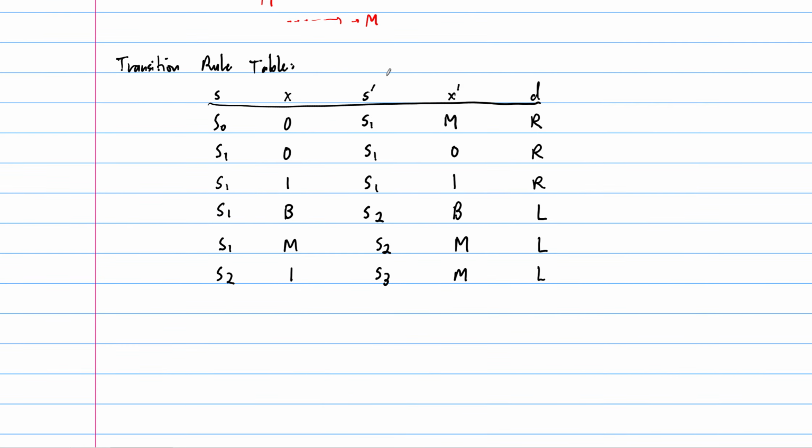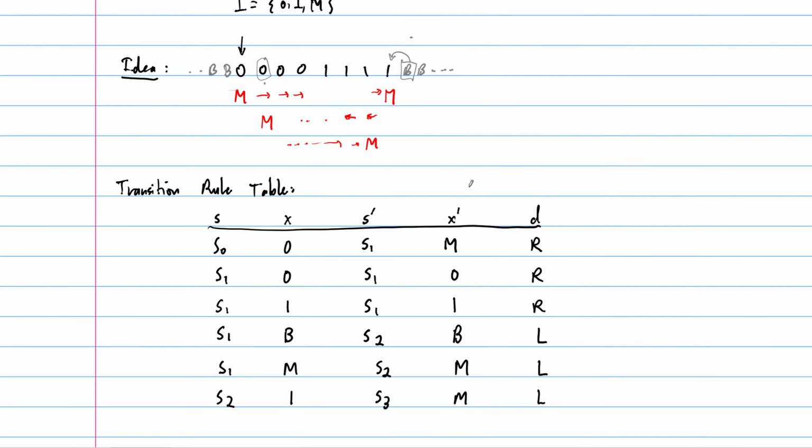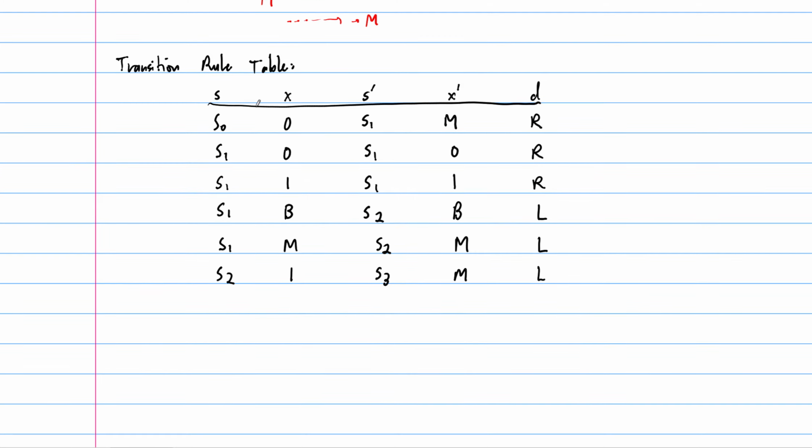But if we wanted to keep going, what do we have to do next? Well, now we have to go back to the left until we reach an M. We don't have to worry about hitting a B as we go to the left, but we have to go back until we reach an M, right?